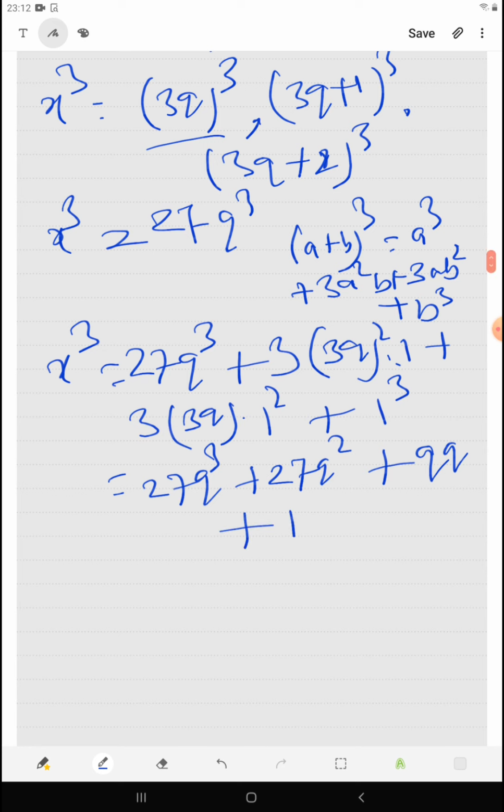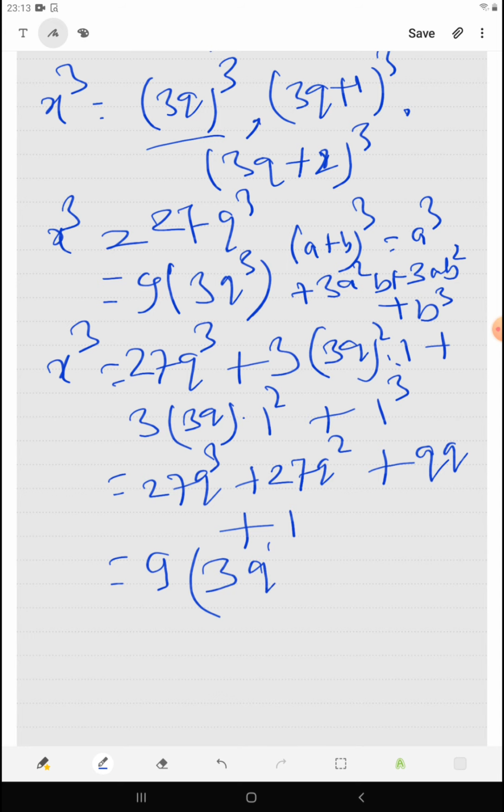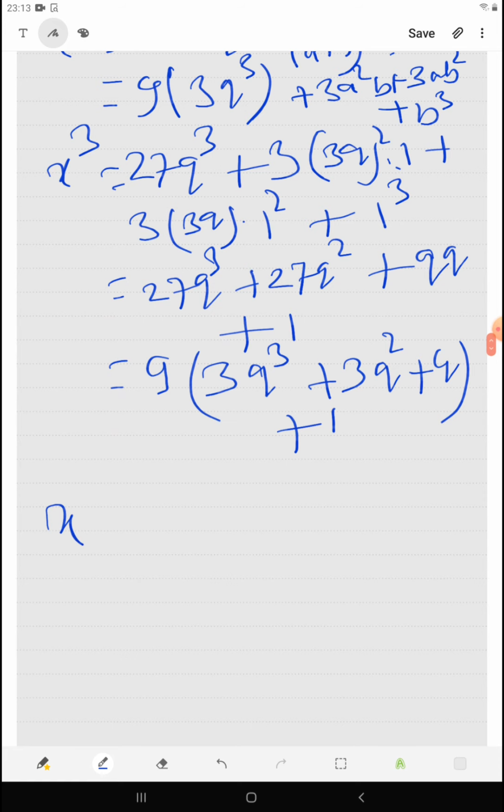Okay. So here I can take 9 common. So it will be 9 into 3q cube plus 3q square plus q, plus 1. And then finally the third one is x cube equals 3q plus 2 whole cube.